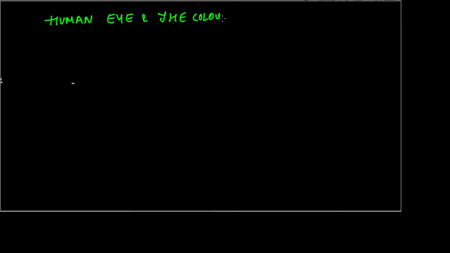Now in Human Eye and the Colourful World, what chapters are important, what portions are important? Let's just go through these first. In this part, the first thing which is important is the working of the human eye.